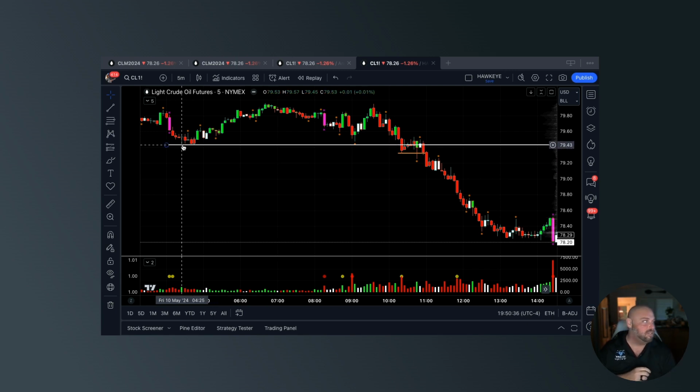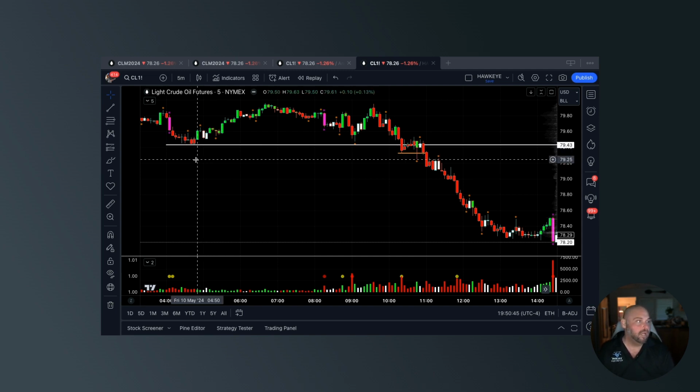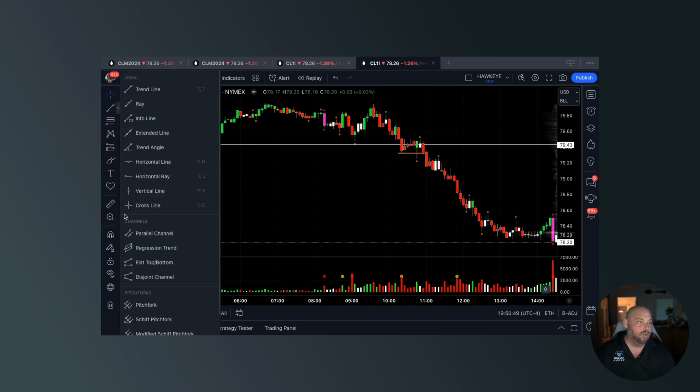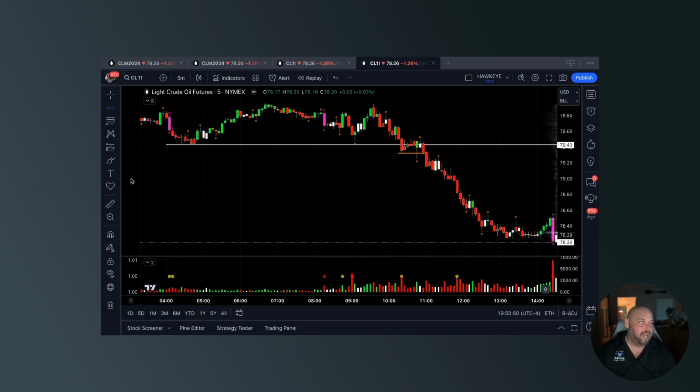Right here is the session low. This transpired around 4:40, 4:45 a.m. Eastern Standard Time, New York Seaboard. Okay? We come up and we essentially place a double top. We fail to push any higher than this prior high. In fact, we didn't even penetrate the entire wick. You could see that we came right back up.